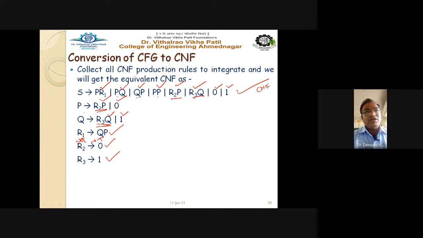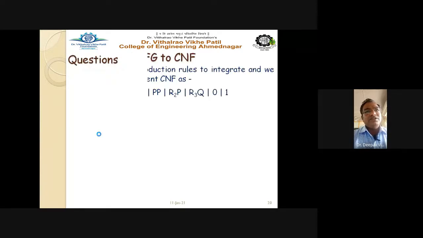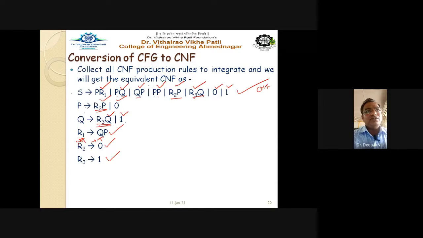So these are nothing but your new production rules that are in Chomsky normal form. These are the rules in Chomsky normal form. We have just converted it. Getting this point? So this is the way to convert the given CFG.